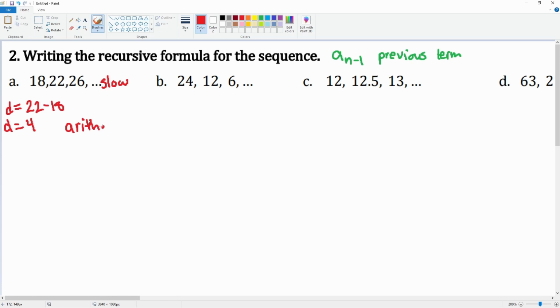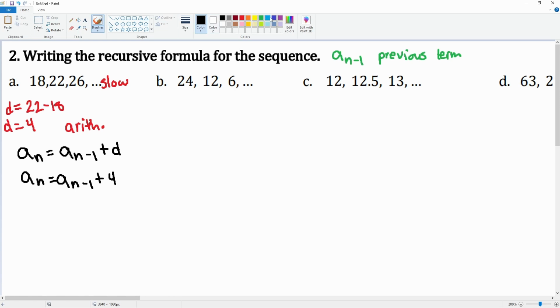All right. So now we're going to write down the formula. The recursive formula is any term an is going to be the previous term an minus 1 plus the common difference. So the answer here would be an is equal to previous term an minus 1 plus 4. This would be the recursive formula for this sequence.